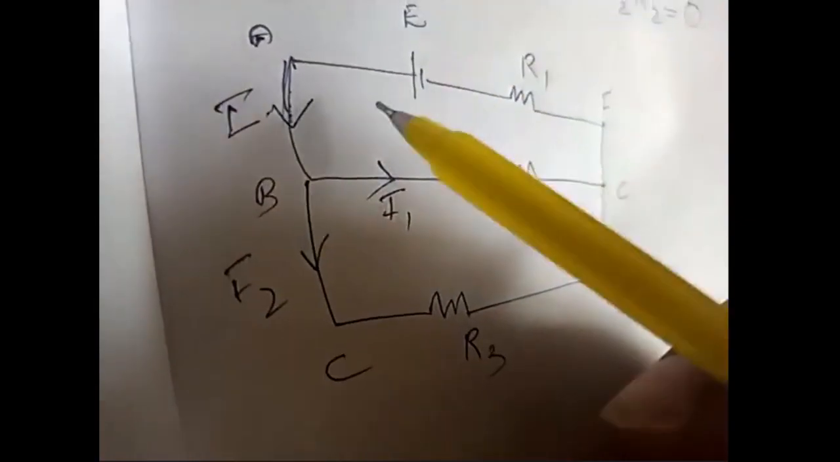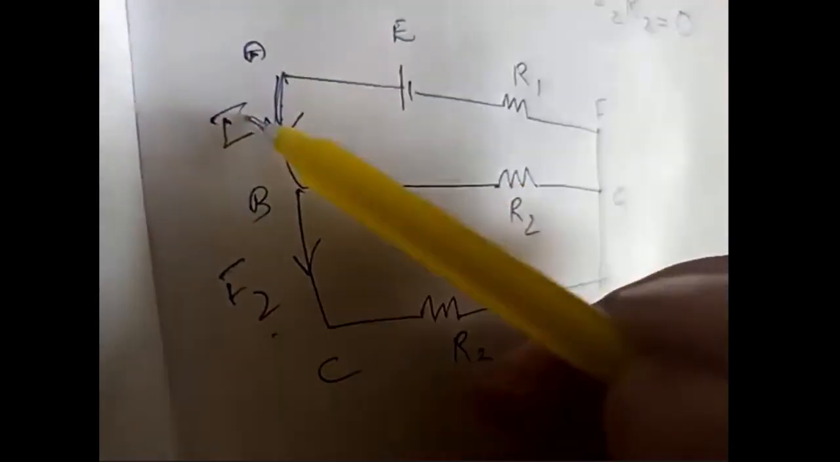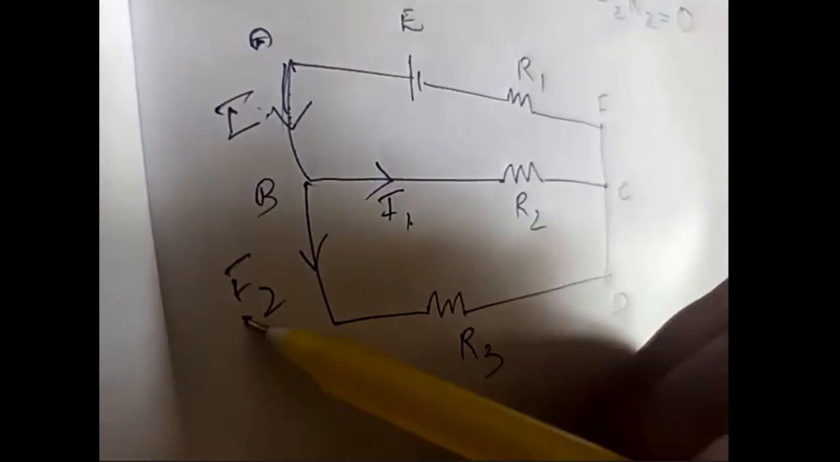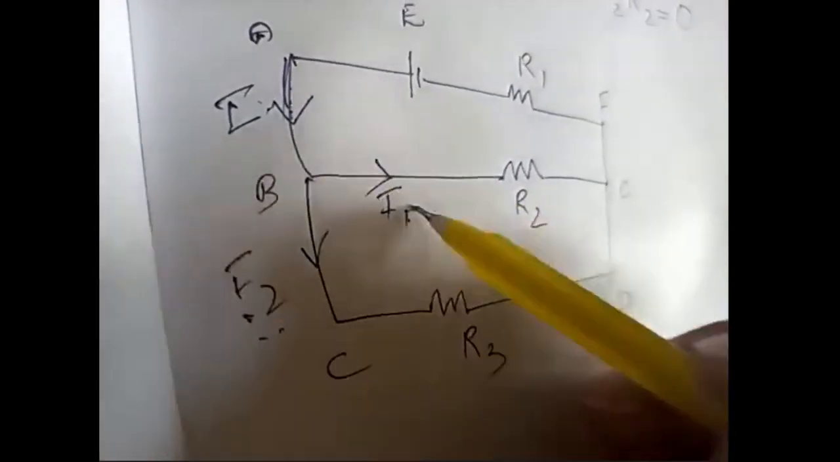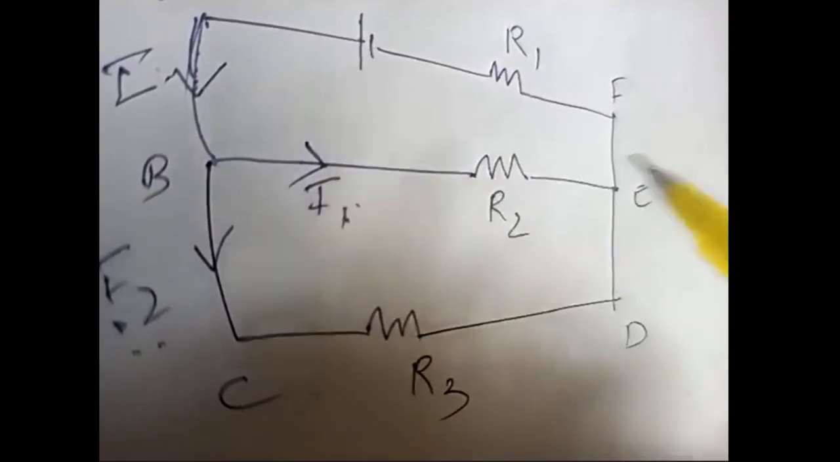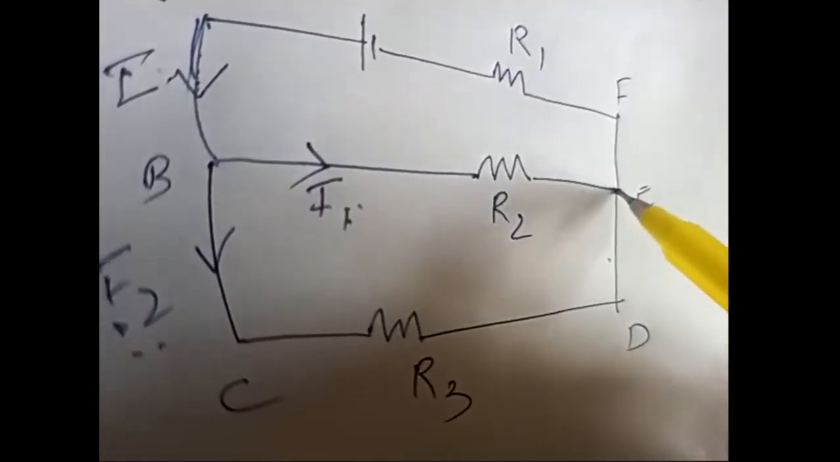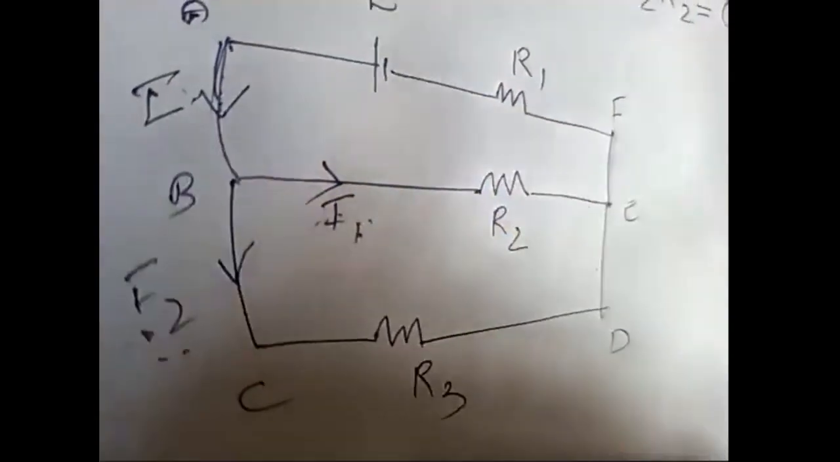Our first rule: the current I which is coming to this point will be split into I1 and I2. So I will be equal to I1 plus I2. This I1 and I2 will be going here, and meeting at point E. At that point E, I1 and I2 will combine together and go as I. So I1 plus I2 should be equal to I, and that I will be coming back to this EMF also.